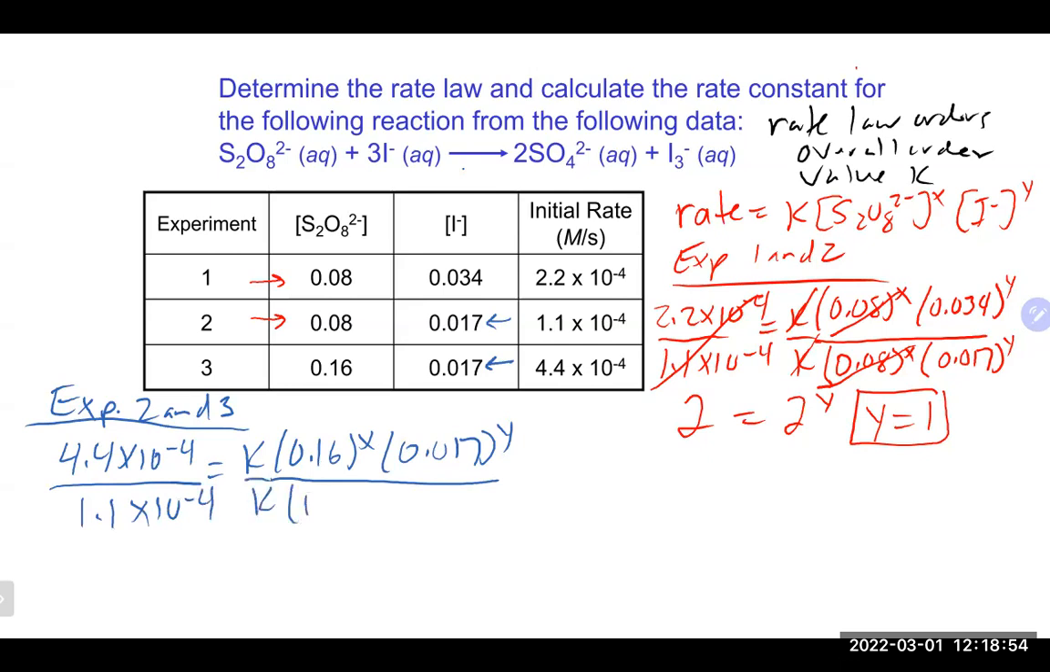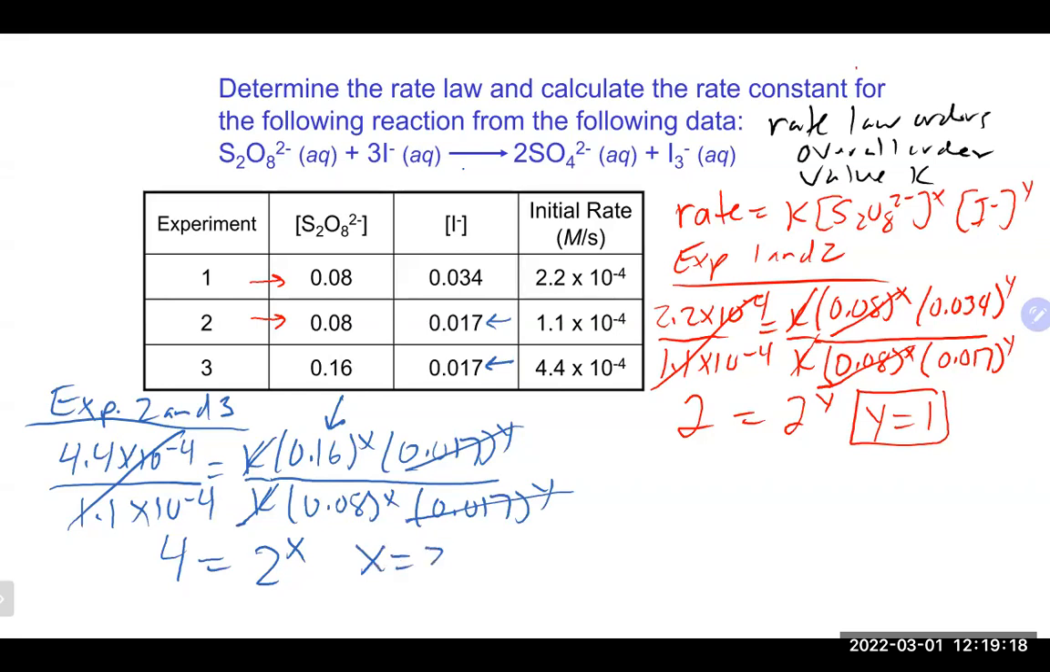Now putting number 2 on the bottom there, 1.1 times 10 to the minus 4 equals K, 0.08 to the X, 0.017 to the Y. When we do our division here, that is a 4, I hope. The K's cancel. These will also completely cancel. Doing the math, basically 16 divided by 8 is 2 to the X. You could probably just visually see it, that X would equal 2. Again, you can take the natural log of 4 and divide it by the natural log of 2, and you should hopefully get 2 at that point. Any questions on that so far?